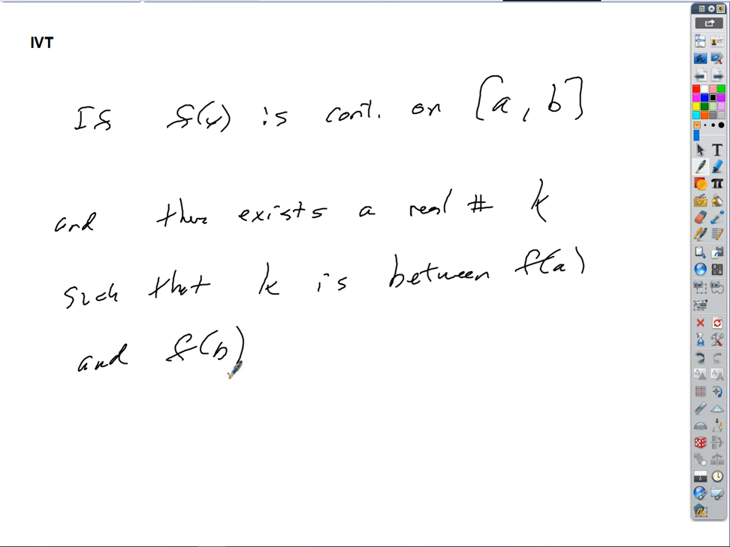If that's true, then what does the intermediate value theorem guarantee? There has to be at least one point on the closed interval, not where it equals zero, where the value of the function equals k, right? And this is a picture theorem. The easiest way to describe this one is just to draw a picture.